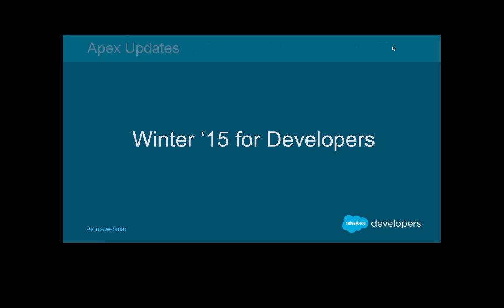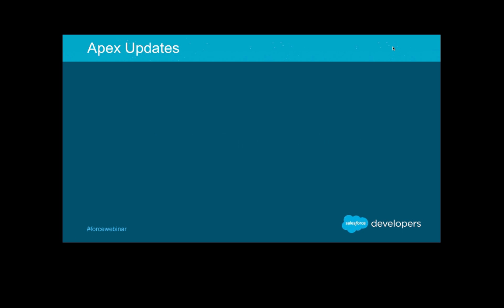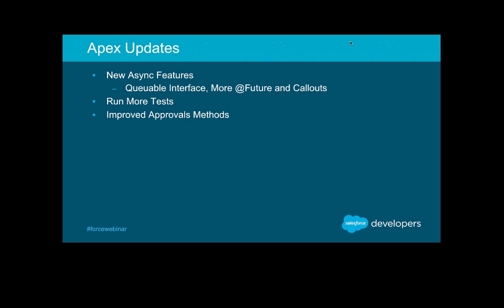A lot of things going on, so I'm going to do a big survey of a bunch of stuff, but I'm just going to focus my demo on a couple of features here. New Apex updates, things like there's some new async features. The Queueable interface is available. We've increased the number of future method calls and callouts available to you. We've doubled the number of tests that you're able to run now. There's some improved methods for invoking the approval processes.